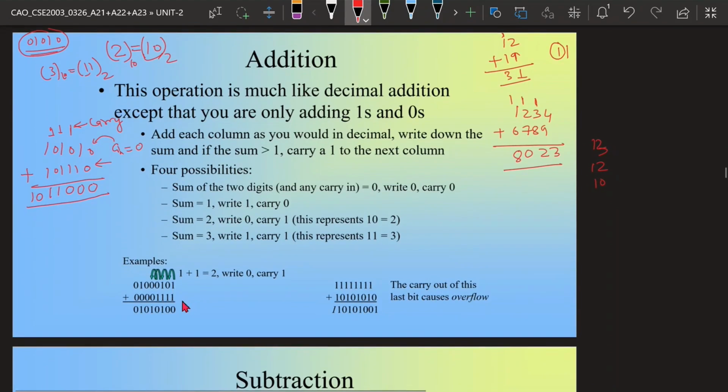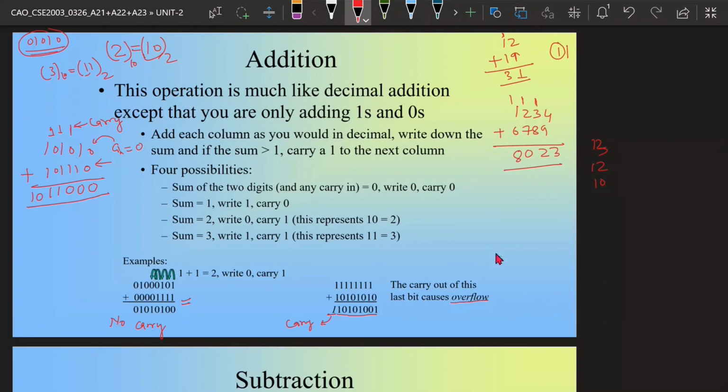There is an example given, you can proceed with it. And another example: here no carry was there, but after adding the numbers we have got a carry. Initially we have taken 8 bits for the first number and 8 bits for the second number. After adding, the result is 9 bits, and this extra 1 is the carry. But if we have only an 8 bit register, we cannot store a 9 bit result. The registers store a result of only 8 bits, so in this case we can say it has an overflow.